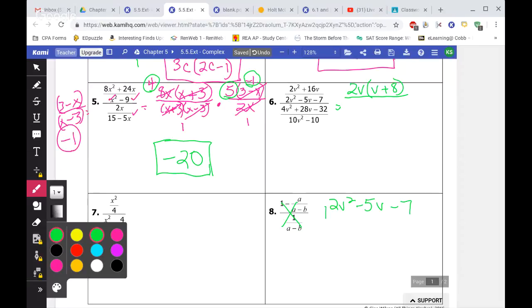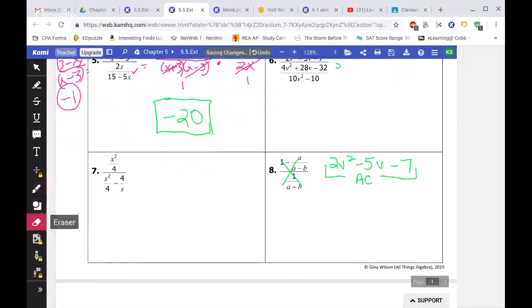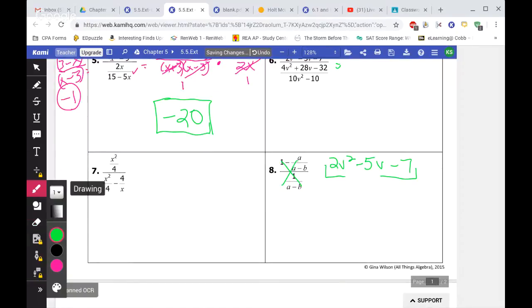I'm going to use the AC method because the person that emailed me is in Miss Wynn's class. So that's what they use. So I'm just reminding you all that that's what I'll be using for this one. So this is -14. So I'm looking for the factors that give me -14 when they're multiplied, and that give me a -5 when I combine them. Well, that's going to be a -7 and a 2.